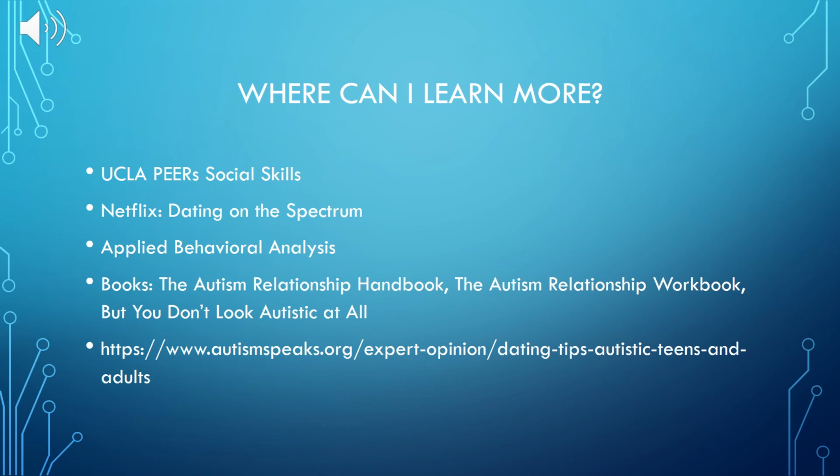website, watching the documentary on Netflix called Dating on the Spectrum, looking into the field of applied behavioral analysis, possibly reading some books that I've provided here, which are the Autism Relationship Handbook, the Autism Relationship Workbook, and But You Don't Look Autistic at All. Outside of books, there's also autismspeaks.org.